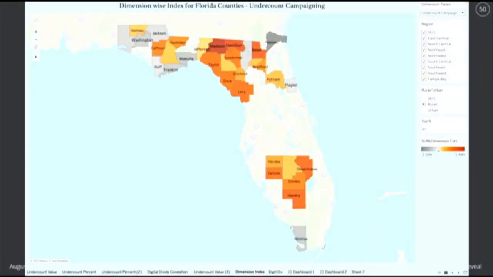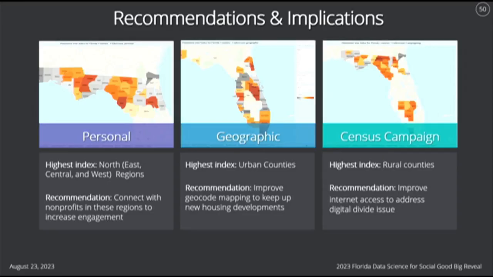And finally, for census campaigning dimension, we saw that most of the rural counties are showing the higher undercount rate. That is because of the internet access. So we recommend FPN to improve internet access in these particular counties so that in 2030 census it won't be an issue. Now we are hoping that with all the visualizations, FPN has enough data and resources to come up with good strategies so that they can address the undercounting issue for 2030 census.